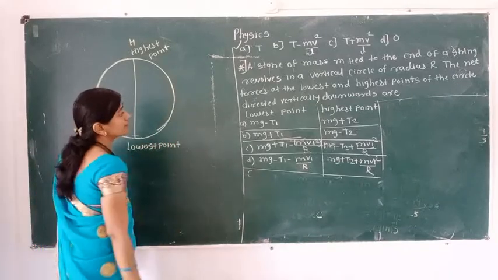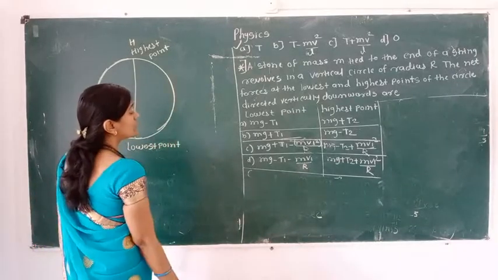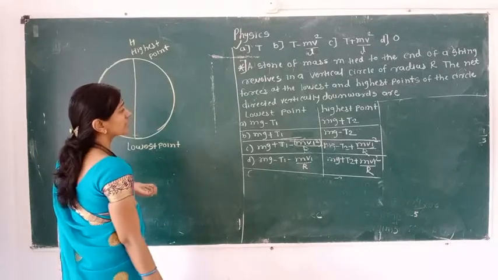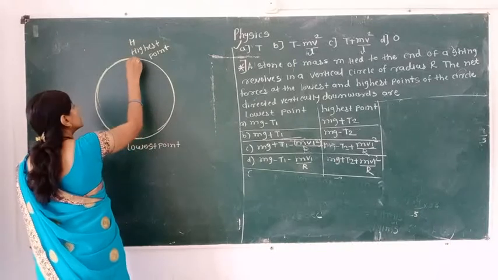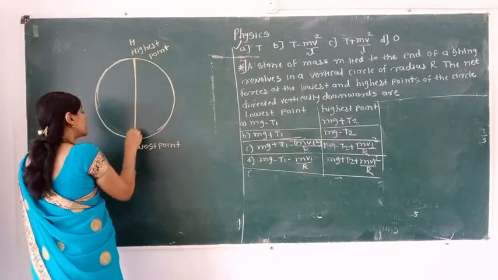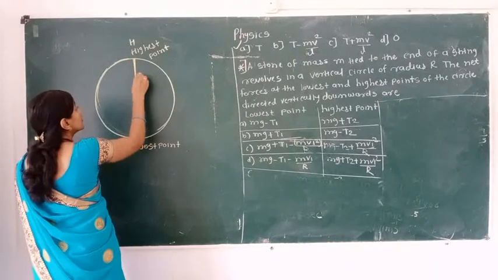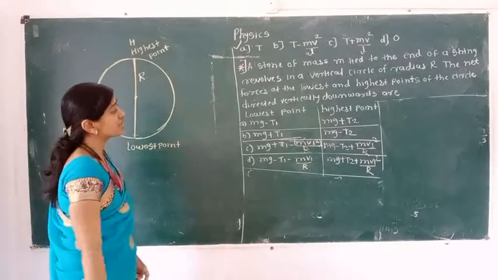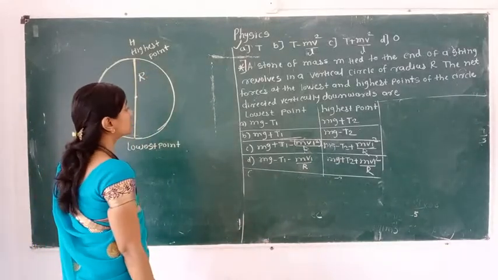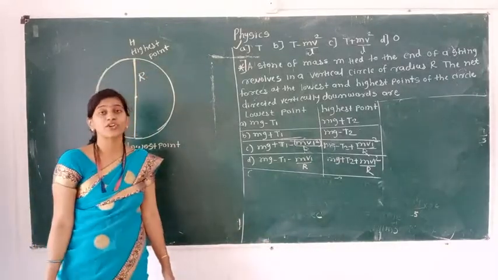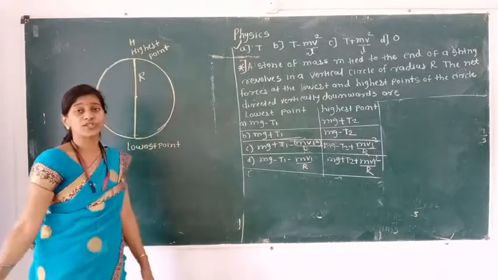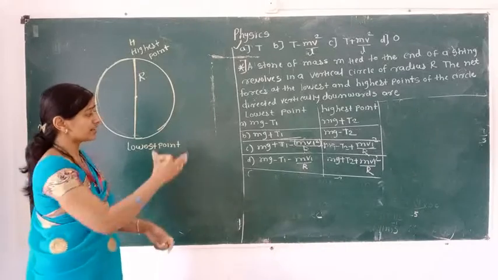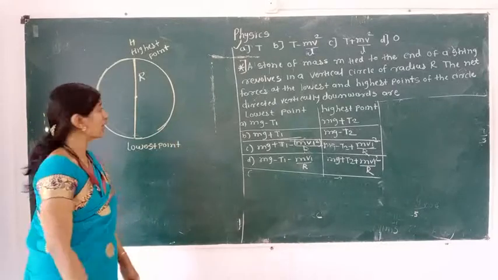Okay, here a stone of a mass m is the mass of that stone. It is tied to the end of a string and it revolves in a vertical circle. See the vertical circle is there. Here center is present there, so that distance is r. R is the radius of that. The net forces at the lowest and highest point of the circle. That means here is also force present and here is also force present. That force having that value, formulas that we have to find out.